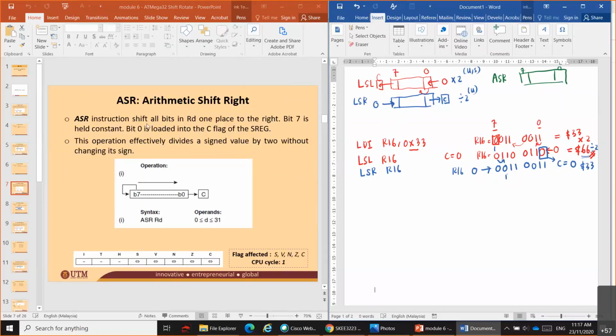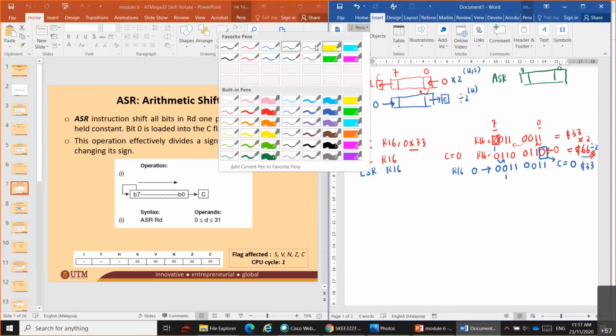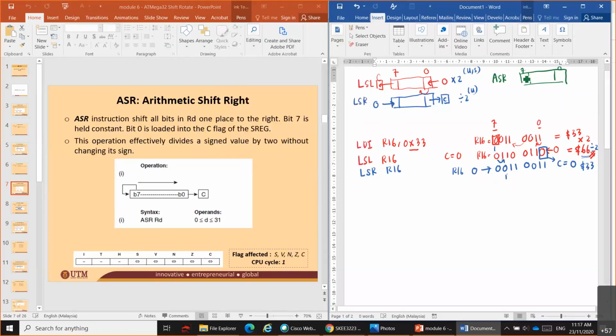Now we're going to see what the ASR does. So this is ASR. What happens is you copy back the value of your bit 7, while bit 0 will go to your C flag. Let's look at the example here. You have ASR R16, for example. The current value of R16 is 33.